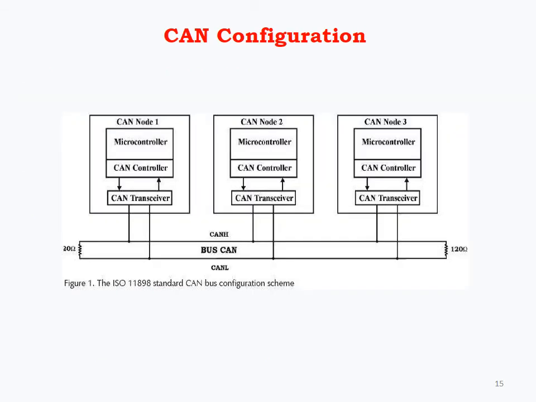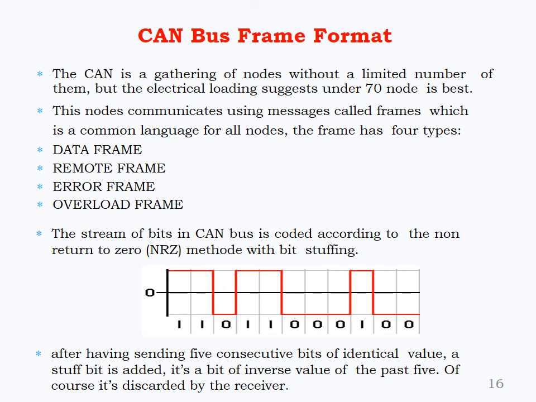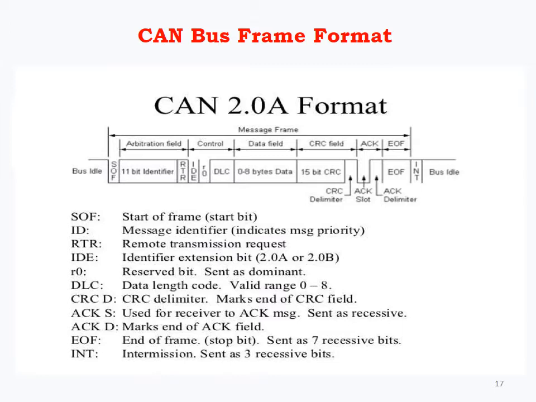This is the CAN configuration. That is a common bus CAN available in the network. Each CAN node 1, CAN node 2, CAN node 3, each one has a separate microcontroller. This one is ECU 1, ECU 2, that is ECU 3, that is each electronic control unit. This is the CAN bus frame format. There are four frames available: data frame, remote frame, error frame, and overflow frame. Using these frames we can identify the errors and which data are transferring, which data in which location.